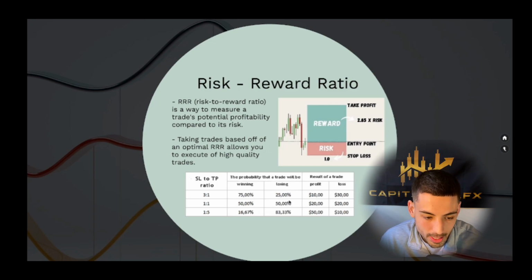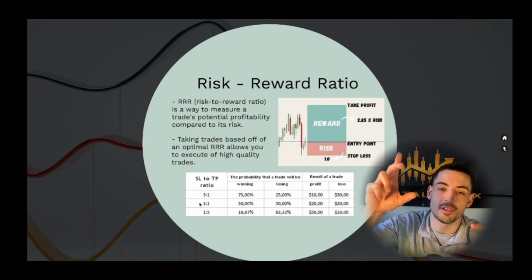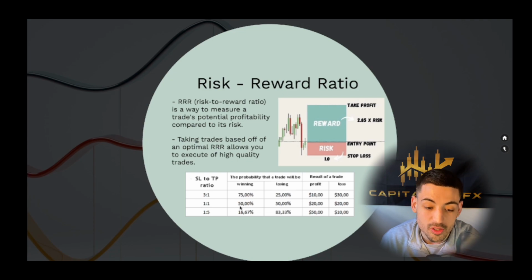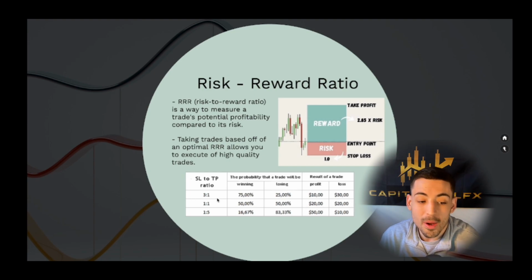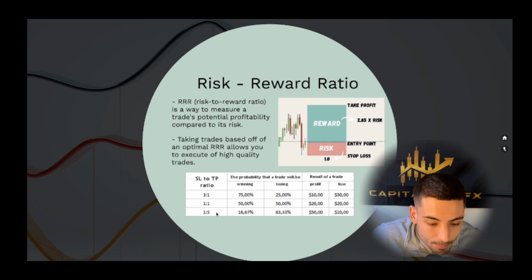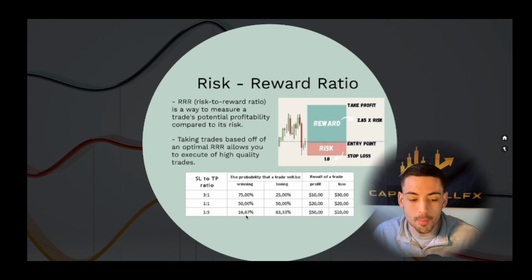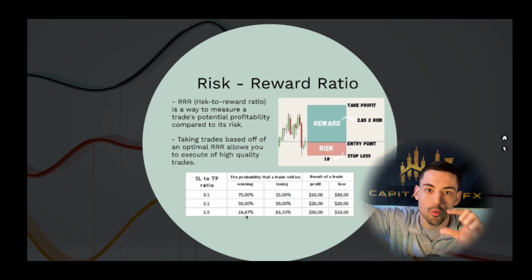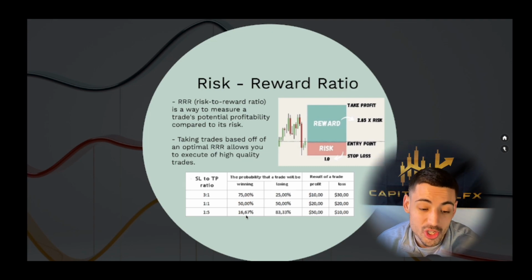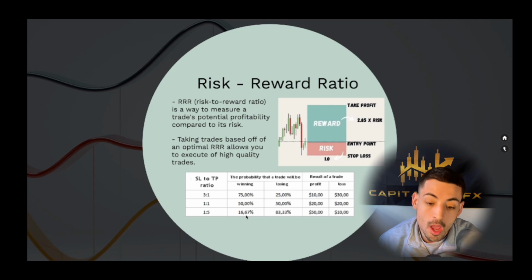So we can see on this chart right here, if we have a 1 to 1 risk to reward ratio, basically saying we're risking $1,000 to make $1,000, it's a 50-50 shot, right? There's a 50-50 chance that we're going to win or lose that trade. And we would win $20 to lose $20, right? But if we have a risk to reward ratio of 1 to 5, although it's very unlikely that we're going to hit that take profit because our reward is huge and our risk is very small, there's like a near 17% chance that it's going to hit take profit. But when it does hit take profit, we're going to make $50 compared to losing $10.